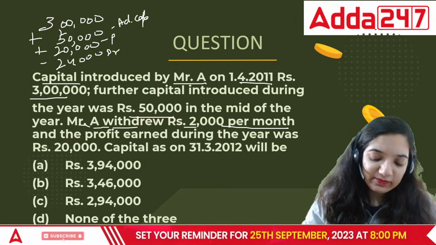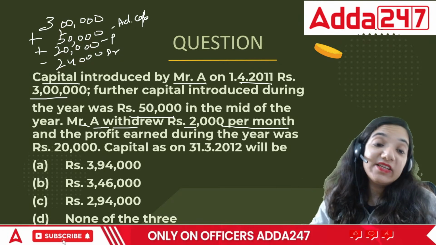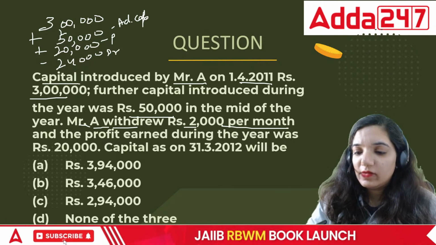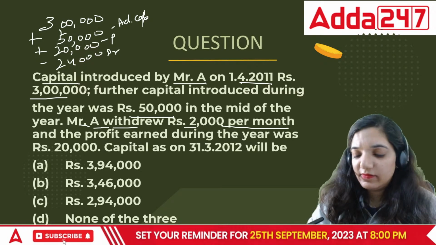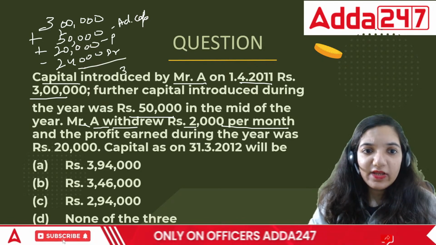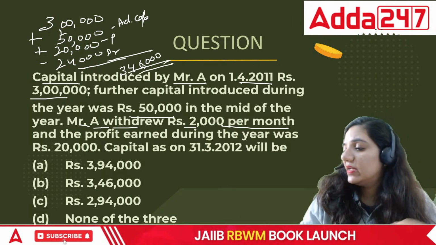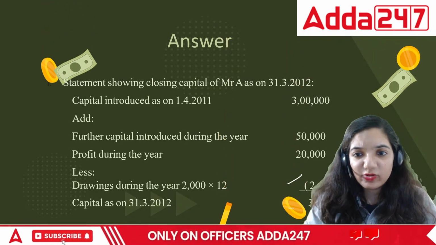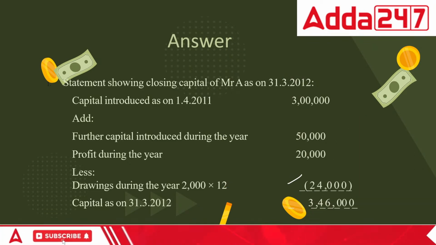Right? If you add something more in your capital, it would be added. If you take something out of the capital, that is your drawings, it would be subtracted. And profit is which is going to increase the value. So it's going to be 3 lakh plus 50,000 plus 20,000 minus 24,000, giving me an amount of 3,46,000. So in this case, the correct answer is going to be 3,46,000. So this is the solution for the same. I hope it is visible to you. Done, everyone?